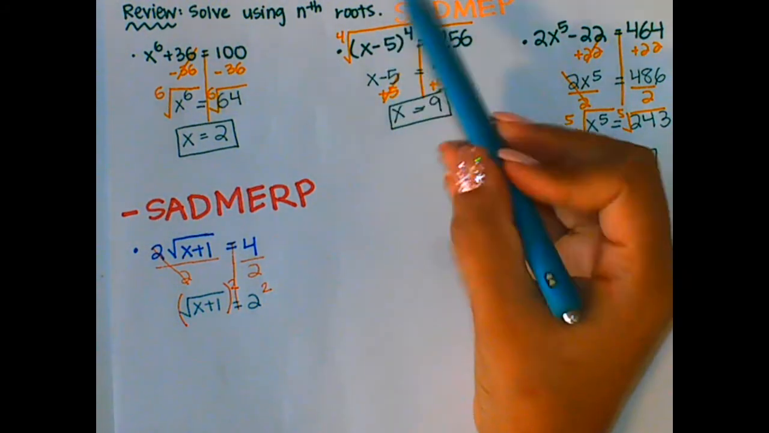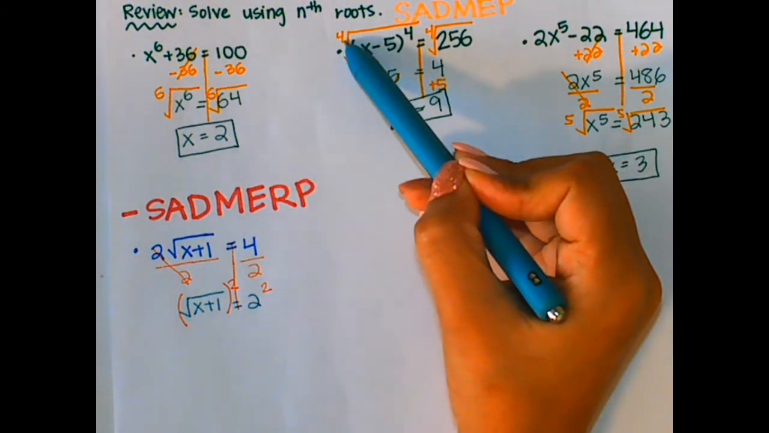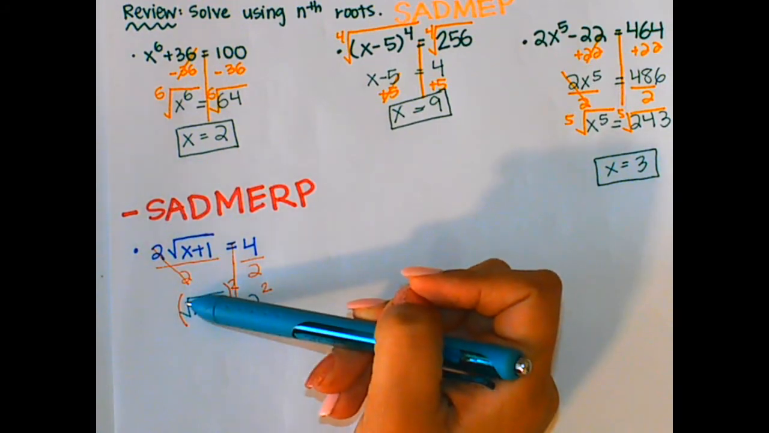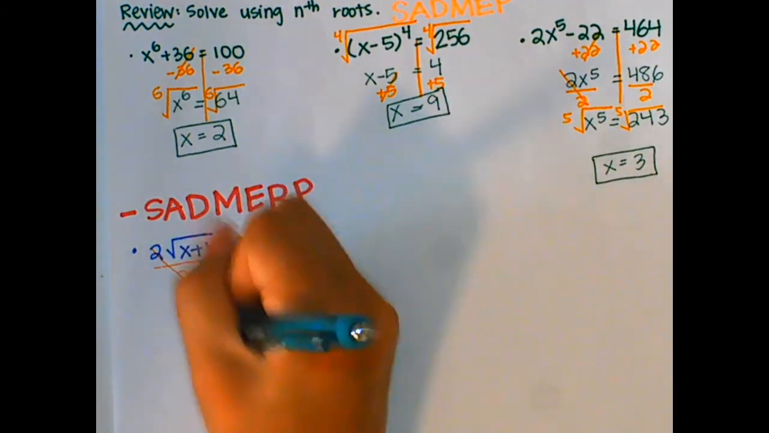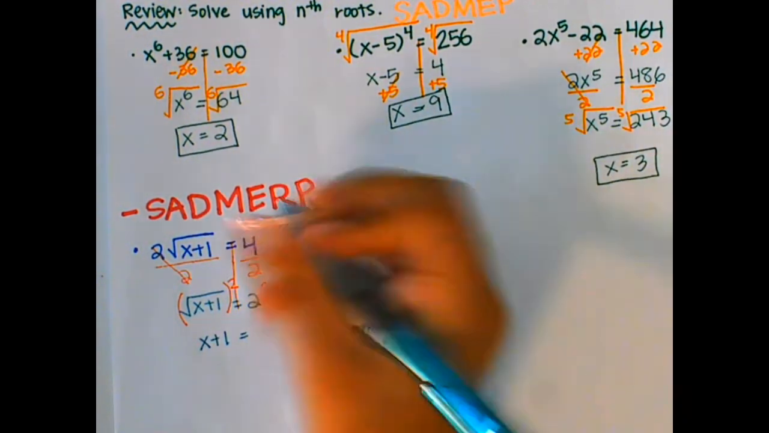In these examples, when I wanted to get rid of an exponent, I used a radical to the nth root. In this case, to get rid of a radical to an nth root, I have to use exponents. So they're just opposites of one another, and I am left with x plus 1 is equal to 2 squared, which is 4.